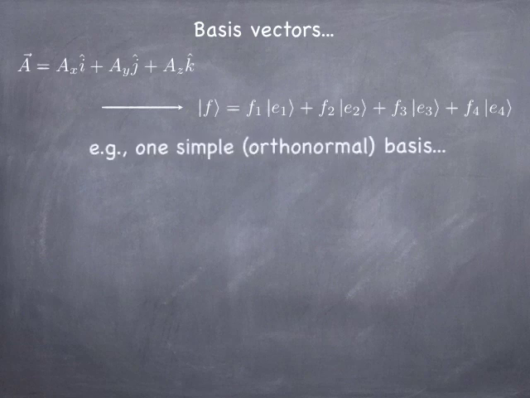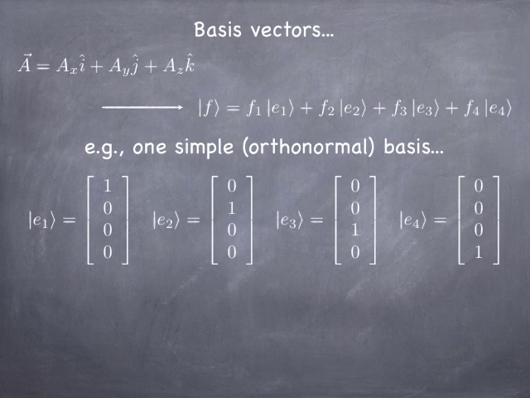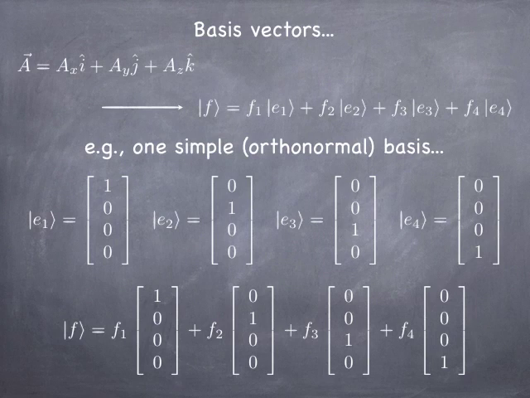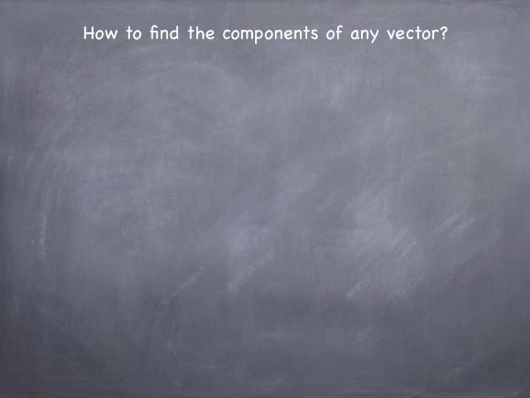So one particularly nice orthonormal basis is the basis that looks like this: 1, 0, 0, 0; 0, 1, 0, 0; 0, 0, 1, 0; and 0, 0, 0, 1. You can see quite trivially that if you compute the ket f at the top of the screen, you can think of that as f1 times e1, f2 times e2, f3 times e3, f4 times e4, and that obviously gives you back the column vector f1, f2, f3, f4, just like we said before. So that's one easy example. Of course, you can have other basis vectors that aren't quite so simple, but they still can be a legitimate basis.